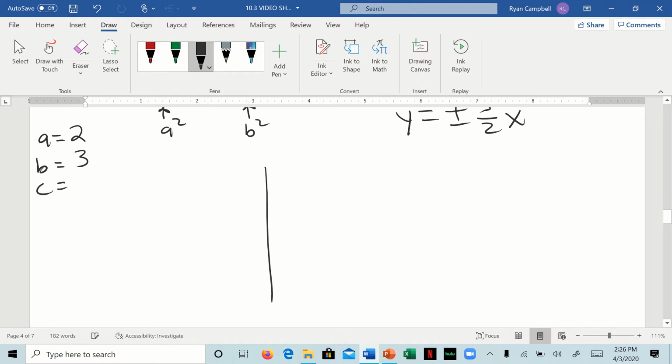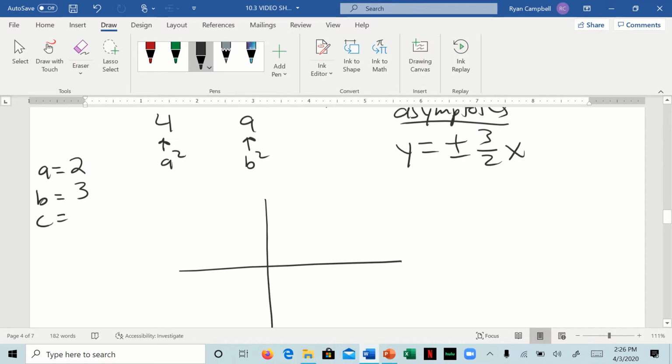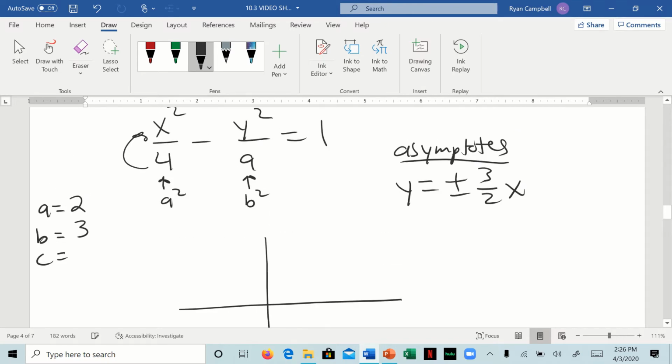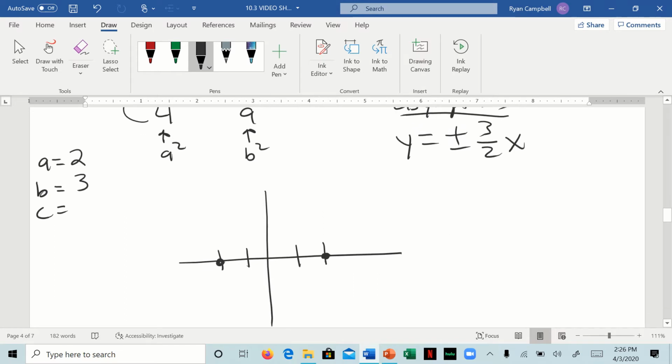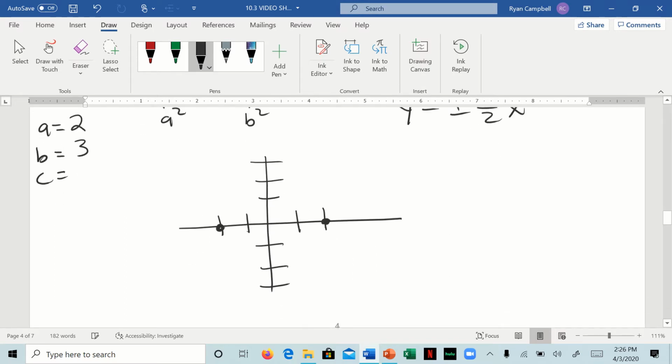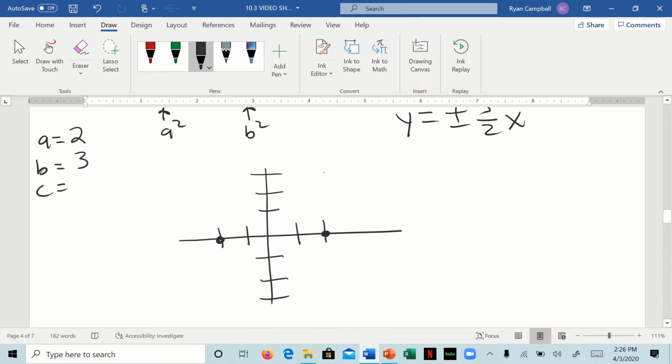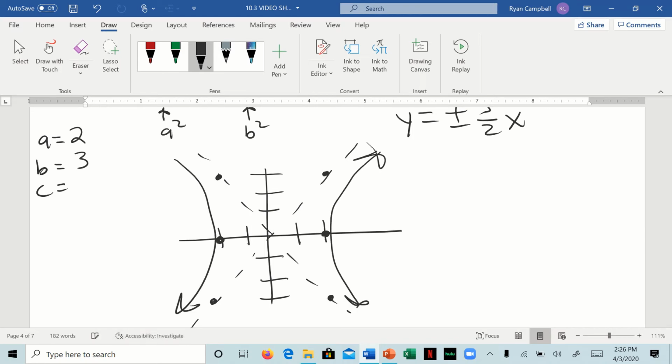So if we're going to graph it, right? Remember, a is underneath x, so it's going to be a horizontal. All right, 1, 2, 3, 1, 2, 3. So we see that for the asymptotes, we just go up 3 over 2, down 3 over 2, up 3 over 2, down 3 over 2. And so there we go. That's our graph.